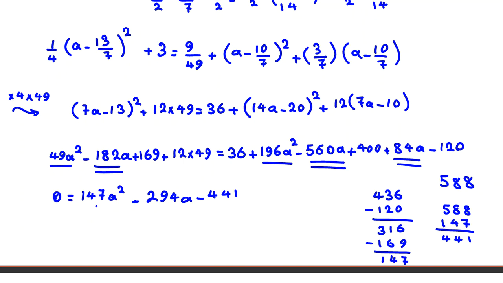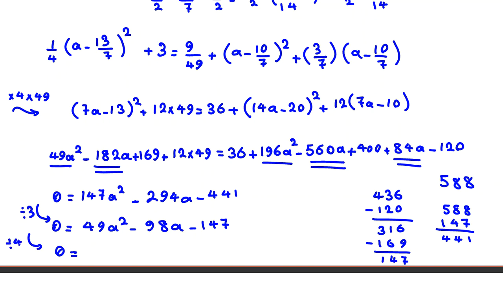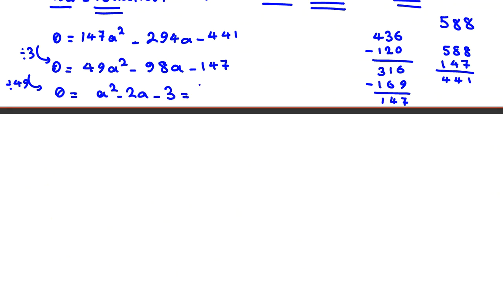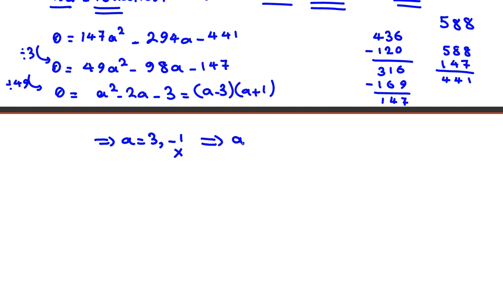Now let's try to divide both sides by 3 first. So it will be 49A squared minus 294A minus 441. Now we divide both sides. So first by 3. In this part we divide both sides by 49. It will be A squared minus 2A minus 3. Now we want to find what? This part. So let's calculate A first. Here we can factorize A minus 3, A plus 1. Okay, so A is 3 or negative 1. Negative 1 not possible, so A is 3.